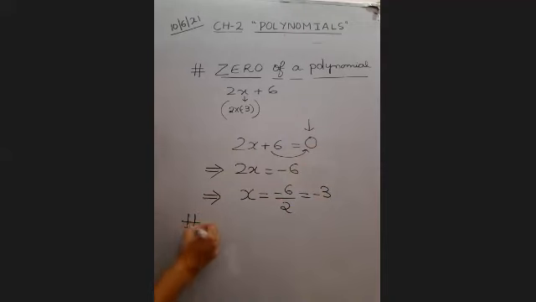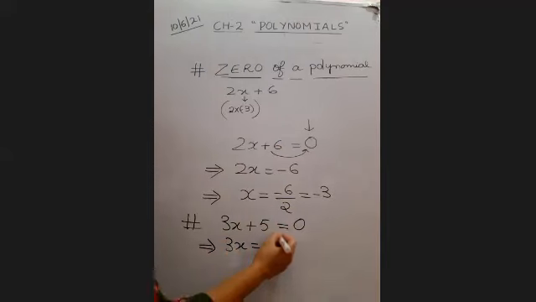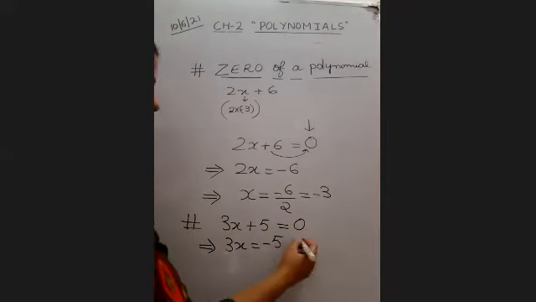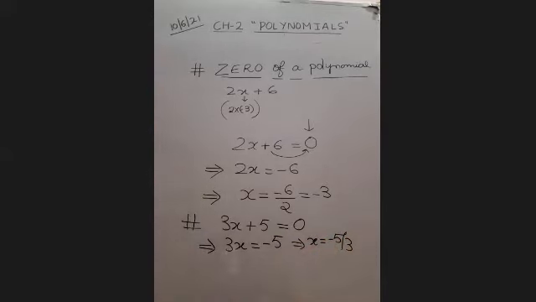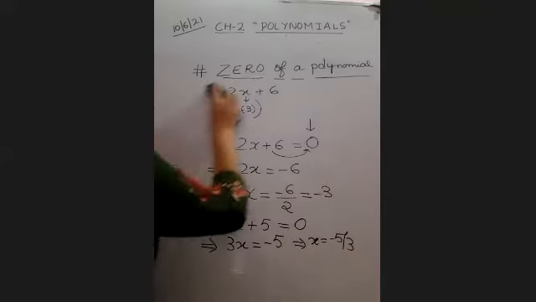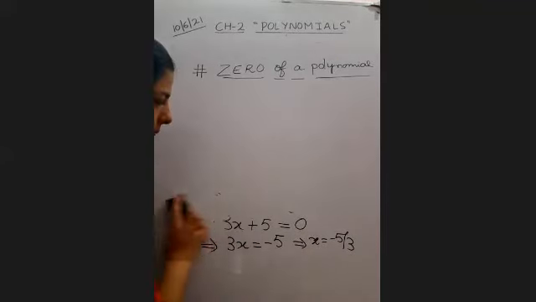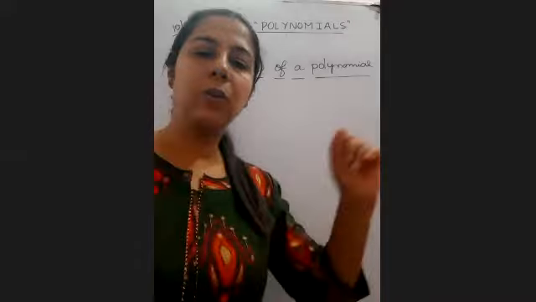Yes, ma'am. So I have to find 0 of 3x plus 5. What will I do? I will put it equal to 0. Now what does it mean? So the zero of a polynomial is that value of the variable on putting which the polynomial becomes 0. And to find 0 of a polynomial, we can equate the polynomial to 0.